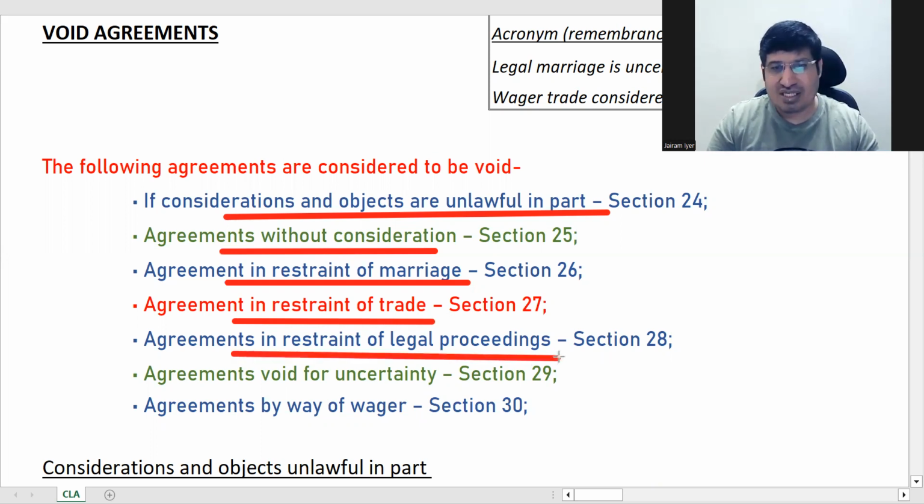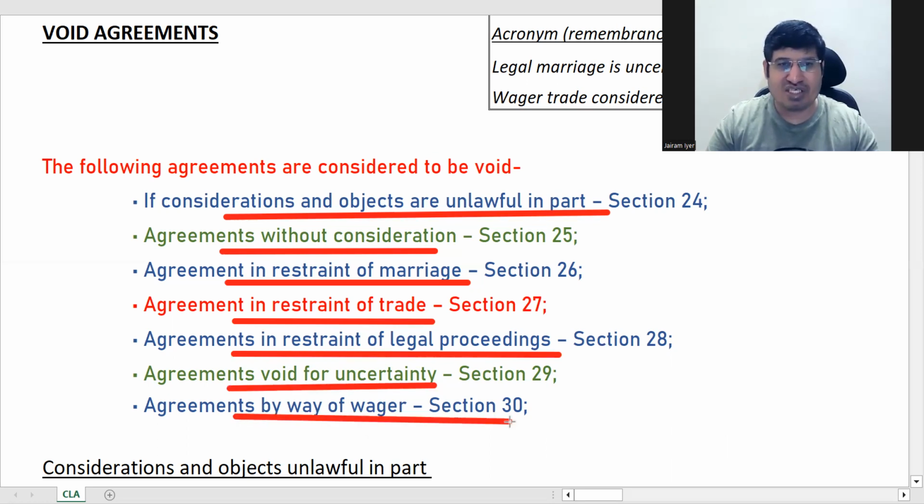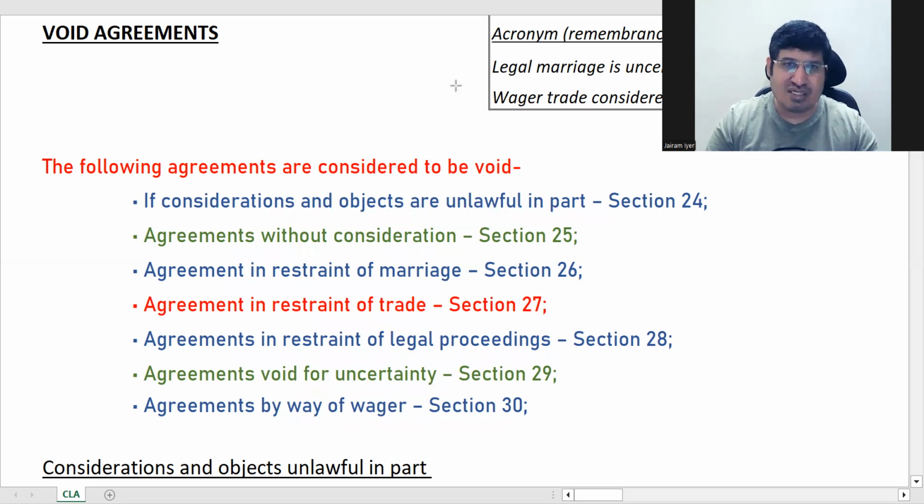Then agreement in restraint of legal proceedings, this also we will examine. Then agreements void for uncertainty and agreements by way of wager. So here basically we are seeing all kinds of void agreements, and we are just trying to examine all of them. For remembering these points, you have to remember the sections, but even if you don't remember the sections, that is okay.